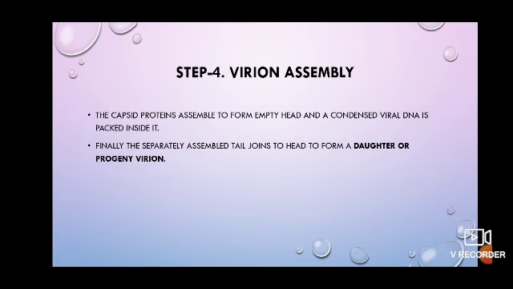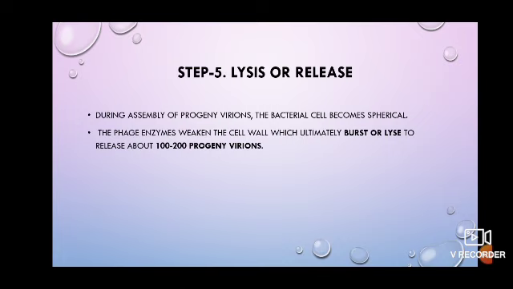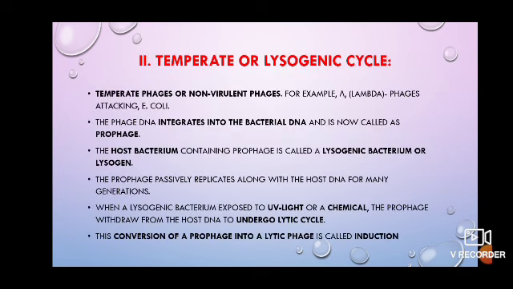So the capsid proteins assemble inside to form an empty head, and condensed viral DNA is packed inside it. Then daughter or progeny virions are assembled together. The last step is lysis or release. So what happens then? The bacterial cell becomes spherical and the phage enzymes from within the bacterial cell wall burst the bacterial cell wall and let out around 100 to 200 progeny virions or daughter virions.